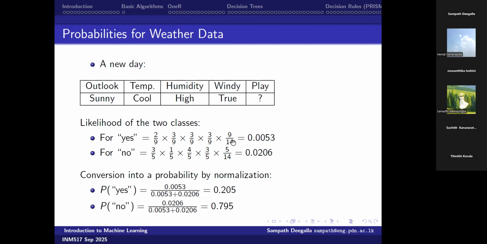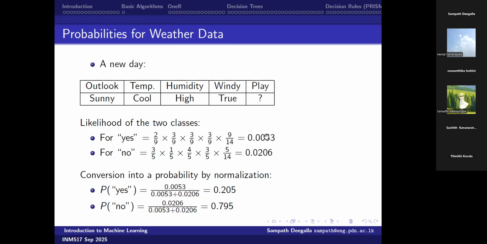And this is the proportion of the attributes. When you say yes, we have 9 out of 14. No, we have 5 out of 14. And then we can find the values. If you look at the values, these are not probabilities. Why? If they were probabilities, they should add up to 1. Therefore, we normally use the word likelihood. By multiplying these probability values, the values you get are called the likelihood of the two classes, that is yes and no. To find the probabilities, we need to normalize.